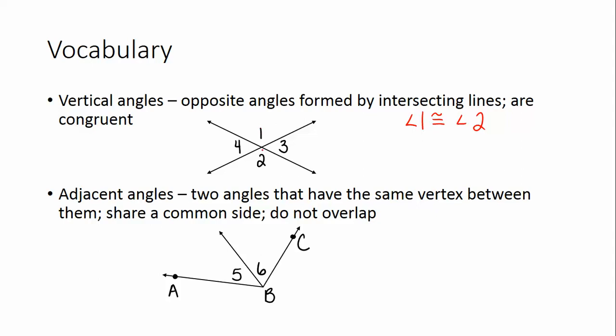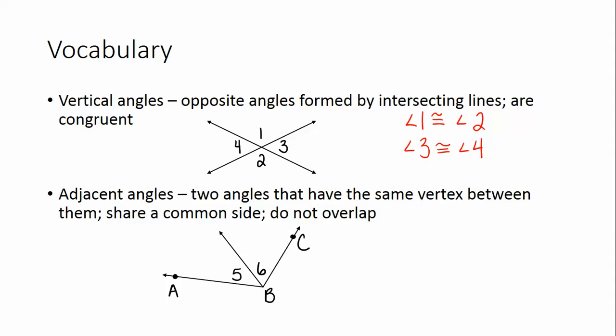So vertical angles are across from one another, 1 and 2. You can also see that angles 3 and 4 are vertical angles. So angle 3 would be congruent to angle 4. So vertical angles across from one another, they're opposite angles, and they are congruent.